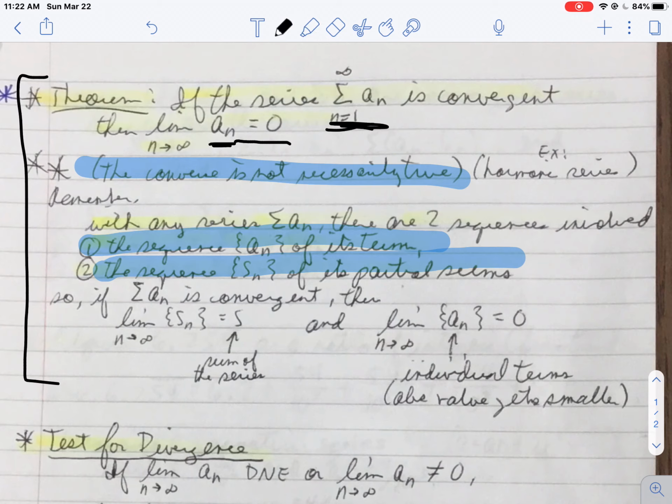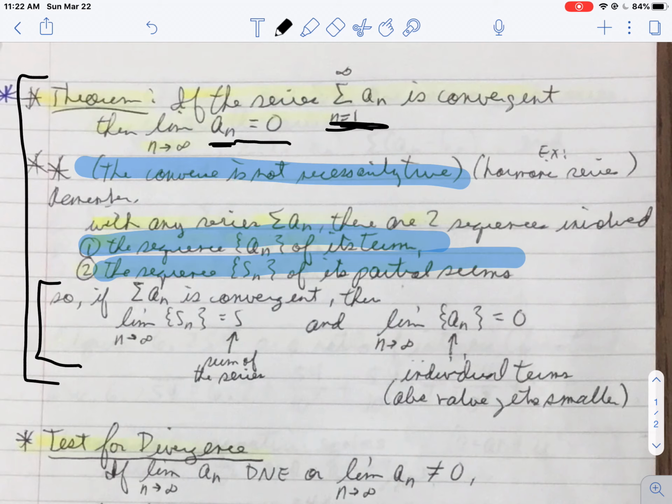Right? So if the sum of a sub n converges, and here's our really, really major importance, I'm going to put an extra block on this one. If the sum of a sub n is a convergent series, then two things have to be true. The limit as n approaches infinity of the sequence of partial sums s sub n has to equal s, and that would be the sum of the series. And the limit as n approaches infinity of the sequence a sub n, the sequence of the terms of the series, has to approach 0.